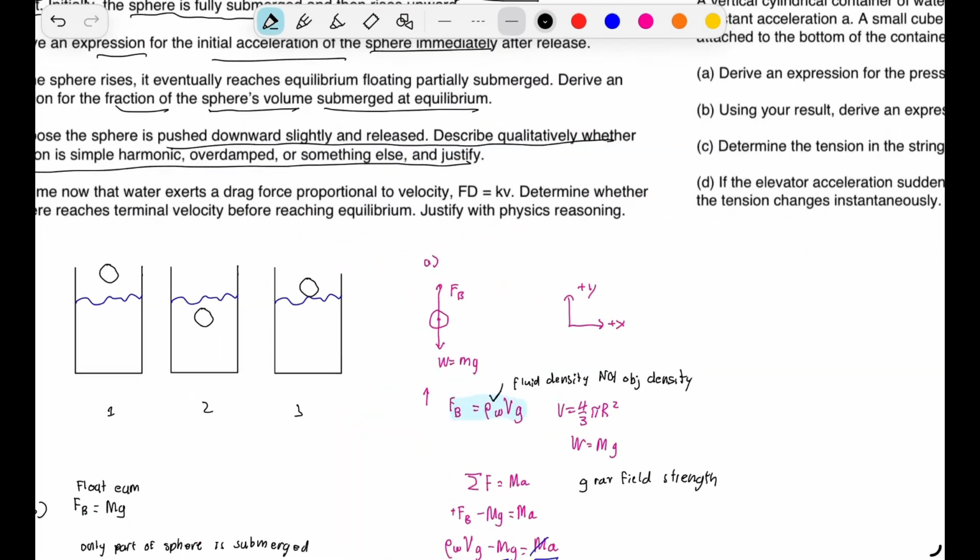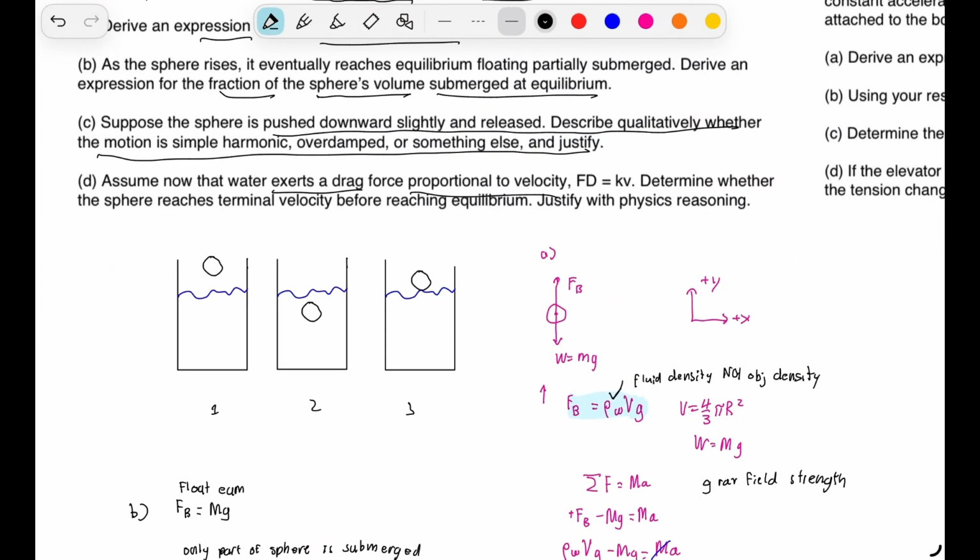So assume now that the water exerts a drag force proportional to velocity. FD is equal to KY.